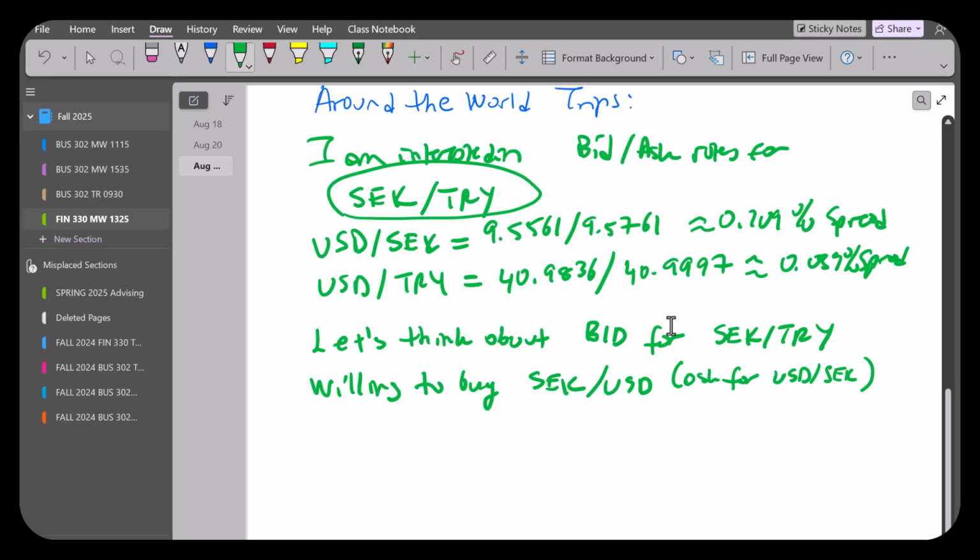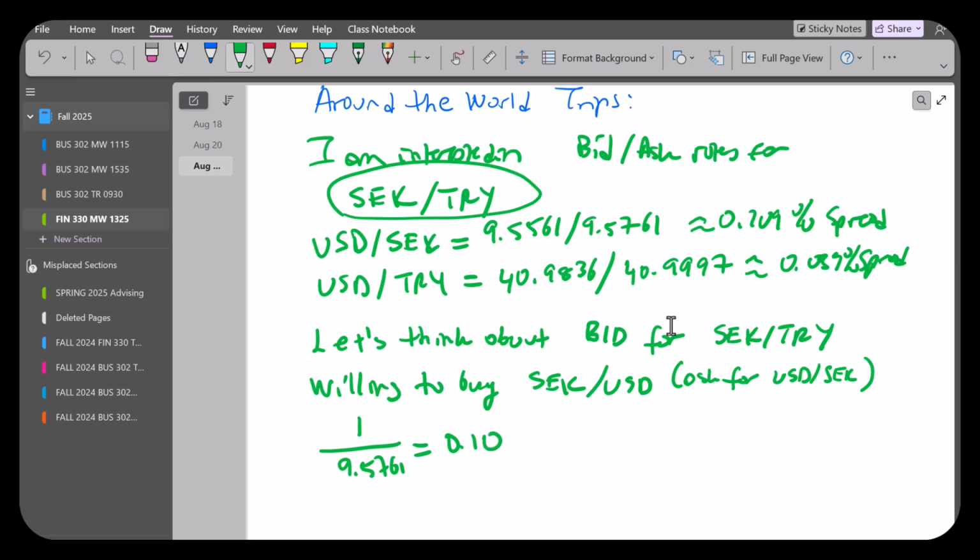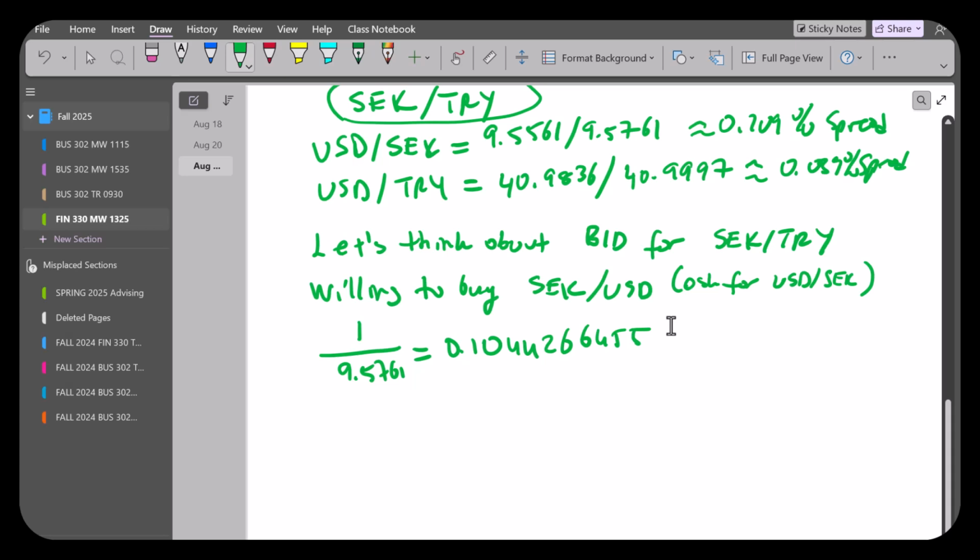So that would be 1 over 957.61. It's 0.10, 44, 266. I'm not rounding up numbers on purpose. Typically, when you make multiple calculations, do not round off the intermediate calculations. Usually, we do these in Excel, so it's not a problem.